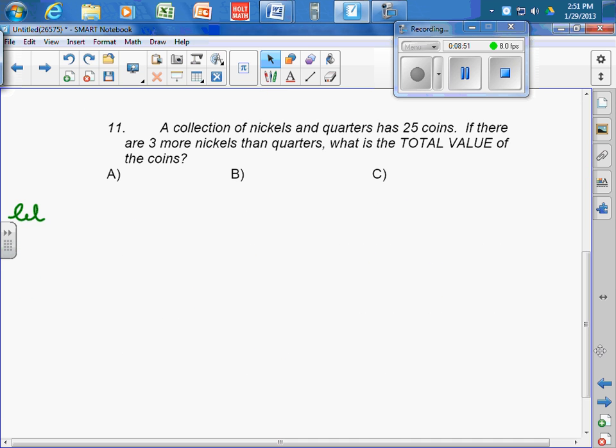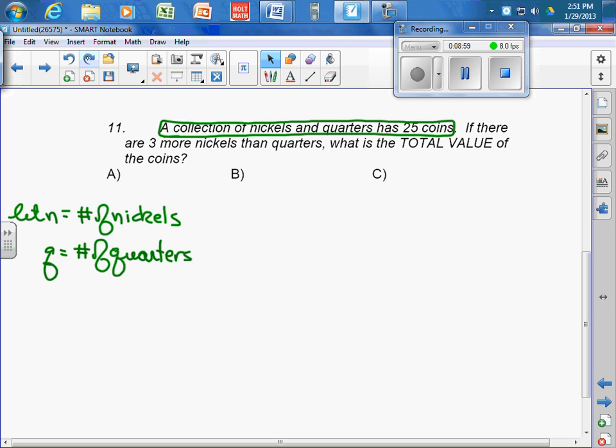In number 11, I'm going to let n equal the number of nickels and q equal the number of quarters. It says the collection of nickels and quarters is 25 coins. That's an equation. N plus q is equal to 25. Now there are 3 more nickels than quarters.